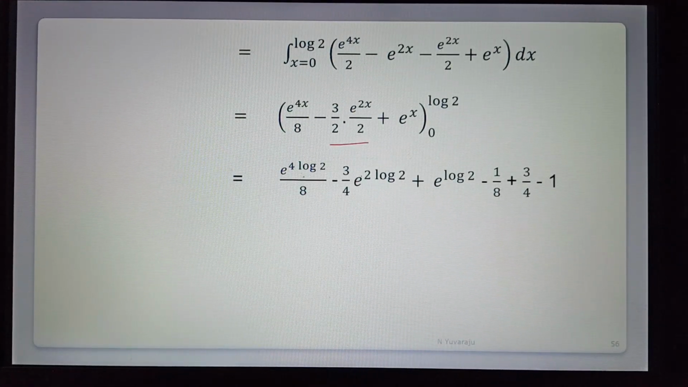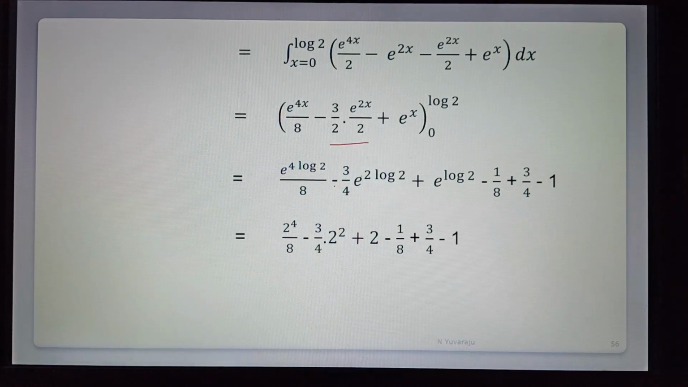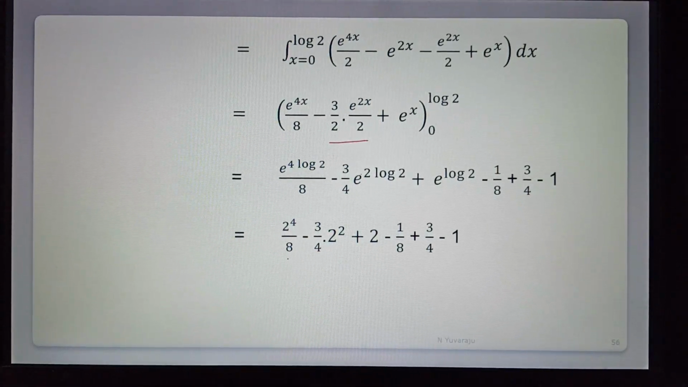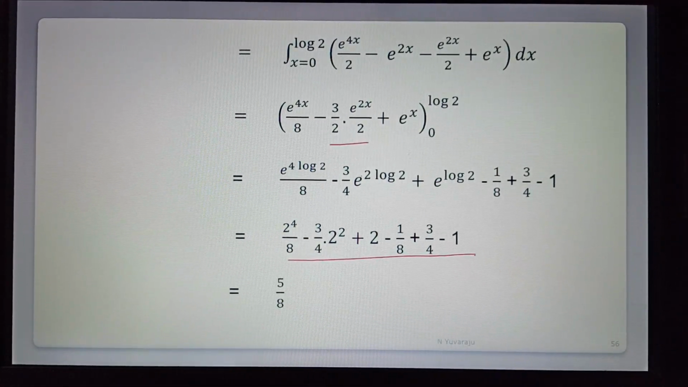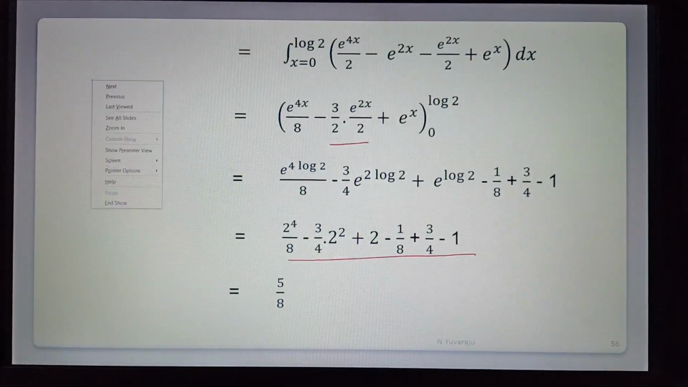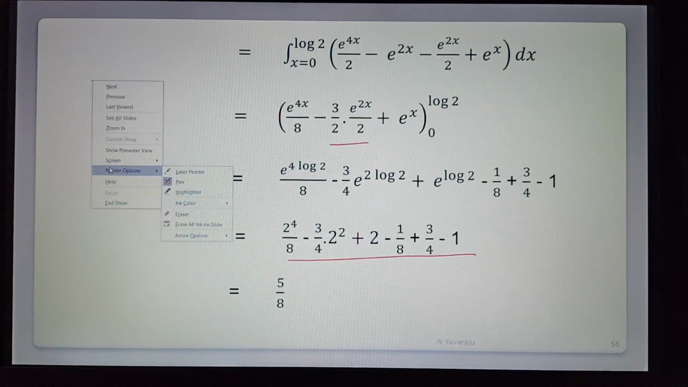That is e power 4 log 2 by 8 minus 3 by 4 into e power 2 log 2 plus e power log 2, minus 1 by 8 plus 3 by 4 minus 1. That is equal to 2 power 4 by 8 minus 3 by 4 into 2 square plus 2, minus 1 by 8 plus 3 by 4 minus 1. After simplification, take the LCM and the simplification is 5 by 8. So this is the required value of the given integral. Okay.